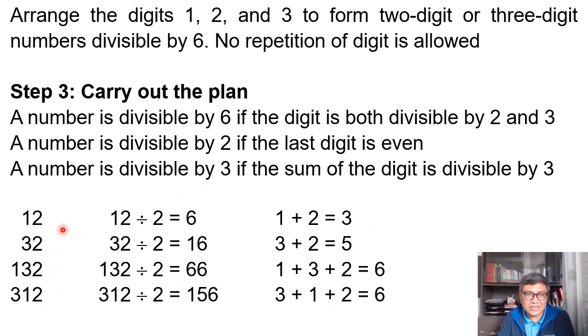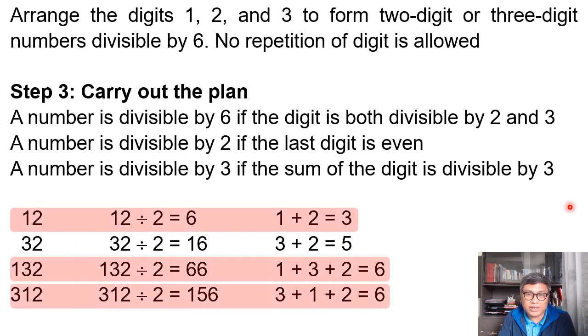So among these four possibilities, all of these are divisible by 2. But of these four, only 3 are divisible by 3. So we only have 12, 132, and 312 divisible by 3. So only these 3 are to be considered, because they are both divisible by 2 and divisible by 3, and therefore they are also divisible by 6. So that will be our answer, which is the same as using the trial and error. So we have 12, 132, and 312.